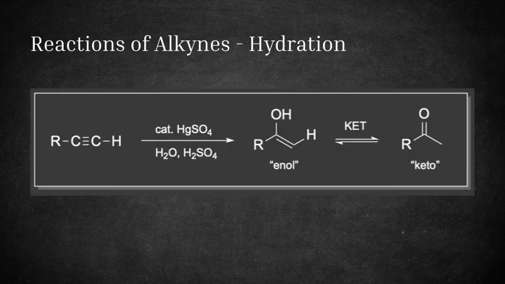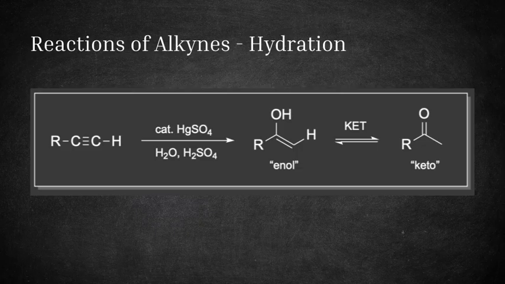The oxymercuration of alkynes, however, employs slightly different reagents. Instead of mercury(II) acetate, we use catalytic mercury(II) sulfate, HgSO4, in the presence of water and sulfuric acid, H2SO4. This reaction gives a ketone product instead of an alcohol. The carbonyl group adheres to Markovnikov regiochemistry, with the oxygen atom attaching to the more substituted carbon of the alkyne.